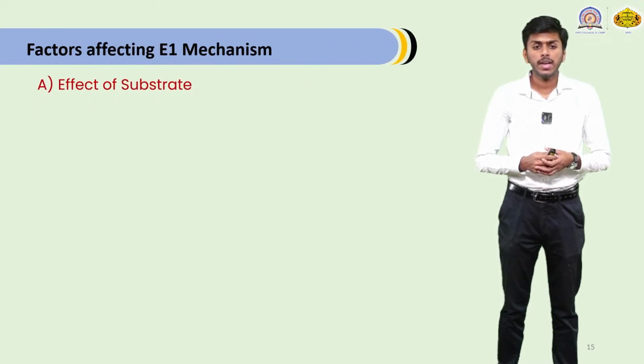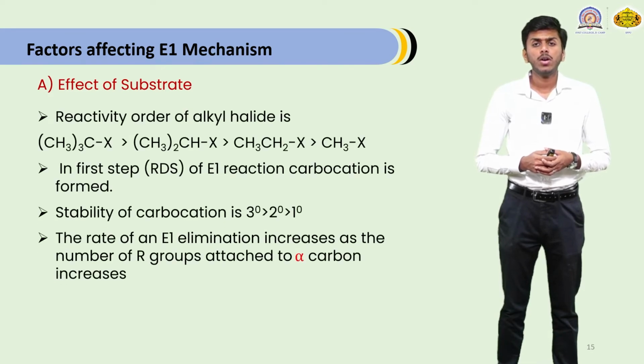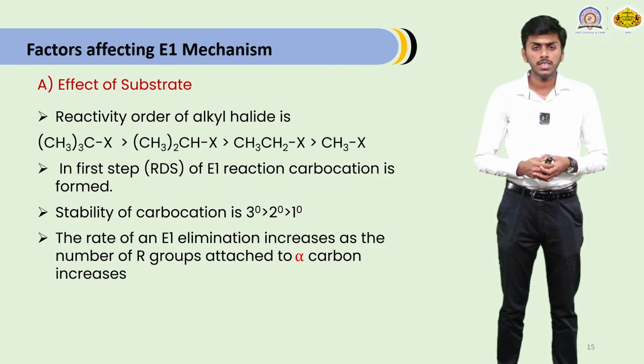Factors affecting E1 mechanism. The first is effect of substrate. The reactivity order of alkyl halide is as follows. In the first step, that is the rate determining step of E1 reaction, carbocation is formed. Stability of carbocation increases from primary to tertiary. The rate of an E1 elimination increases as the number of R groups attached to alpha carbon also increases.